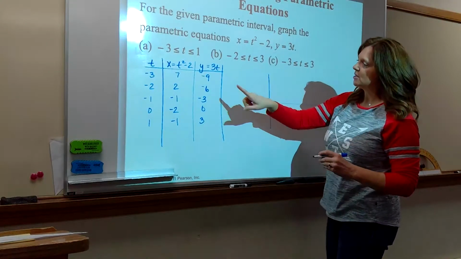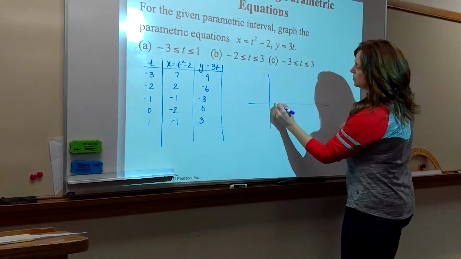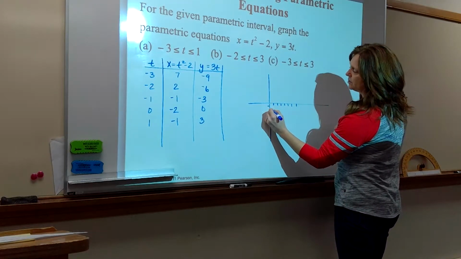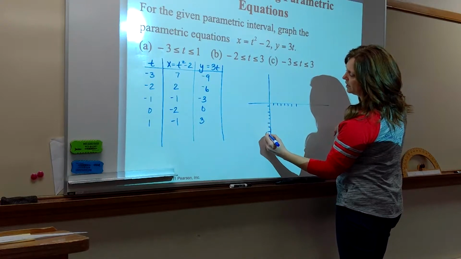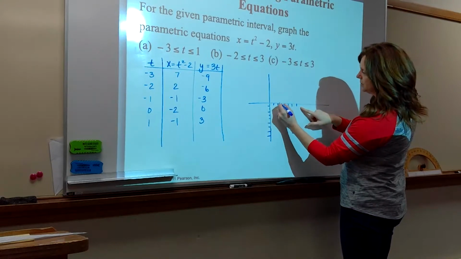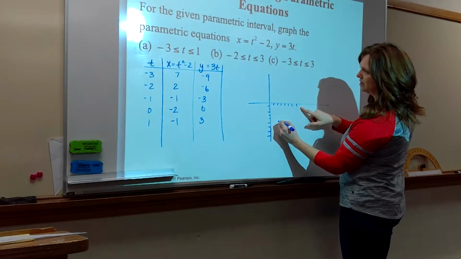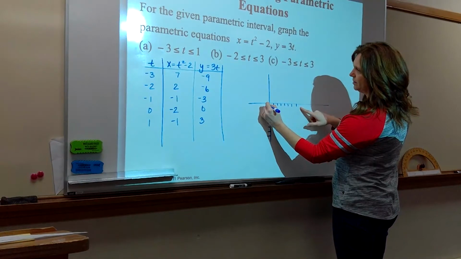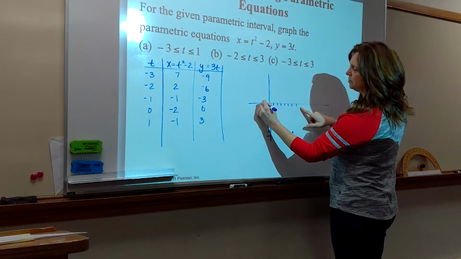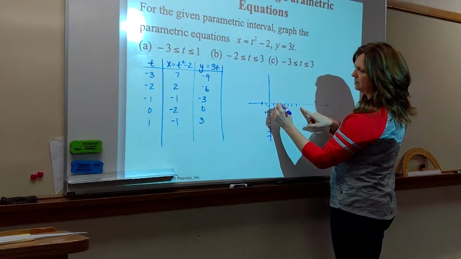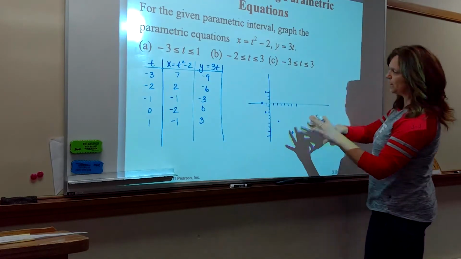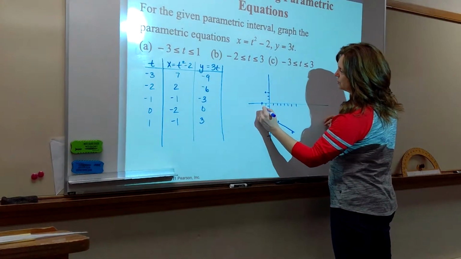So my x's are going to go from 7, so 1, 2, 3, 4, 5, 6, 7. My y's go all the way 1, 2, 3, 4, 5, 6, 7, 8, 9. Okay, so 7, -9; 2, -6; -1, -3; -2, 0; and then -1, 3.